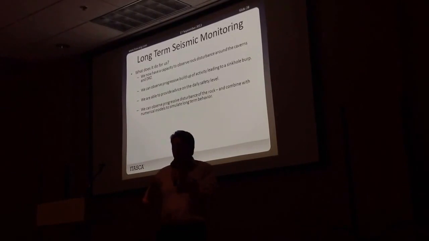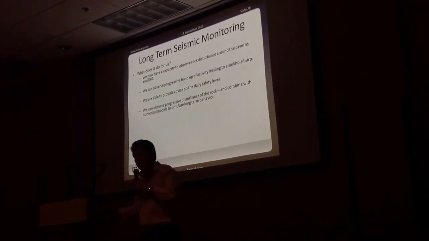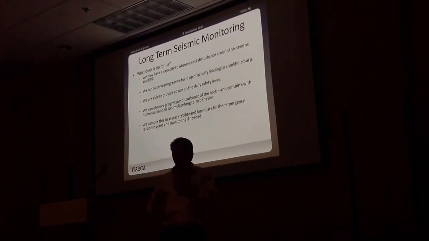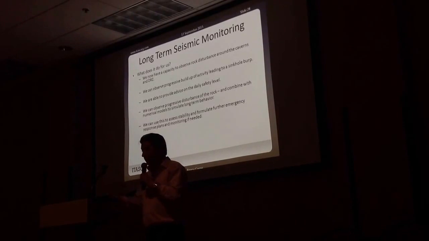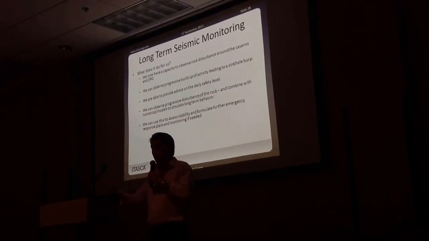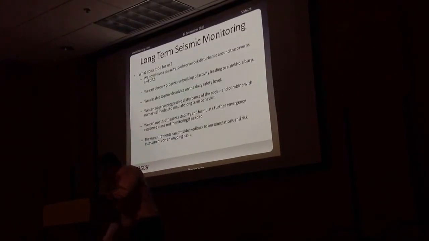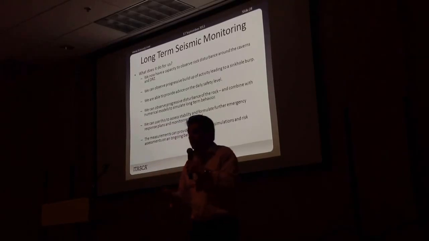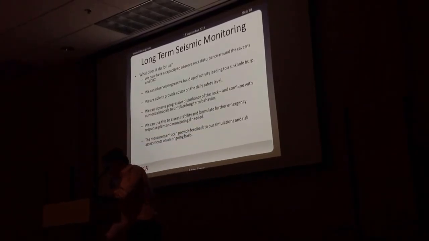We can observe progressive damage and disturbance of the rock and combine this with our numerical models to better understand the long-term behaviour. We can use all of this to assess the stability and to formulate emergency response plans and further monitoring if we need. This gets fed into the Blue Ribbon Commission for these great minds to really review and to understand better. The measurements can also provide feedback to our simulations, and we can learn from them and develop those as we go.